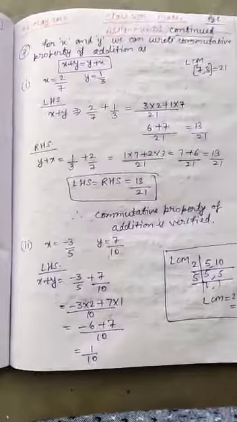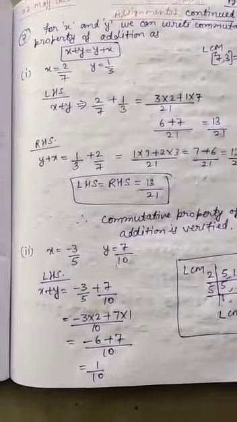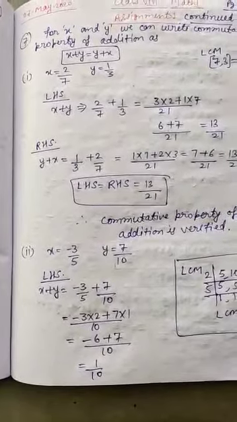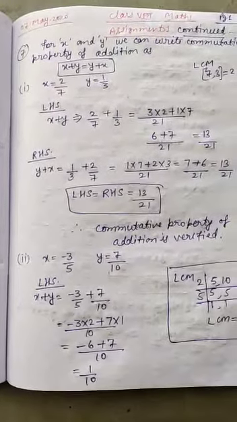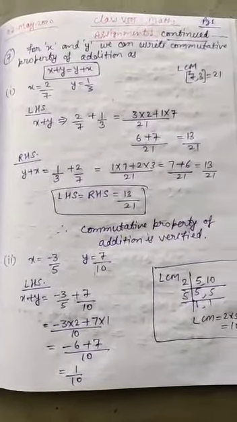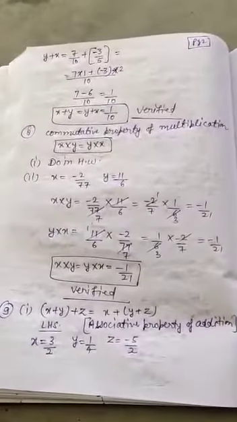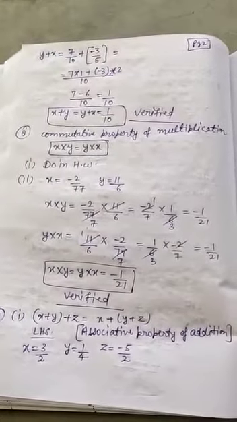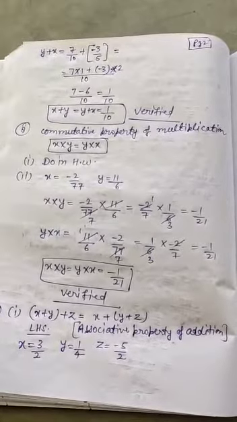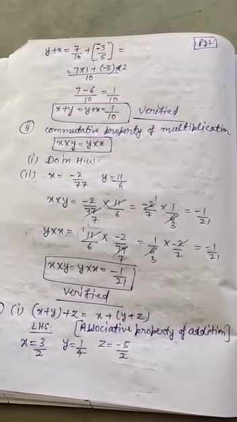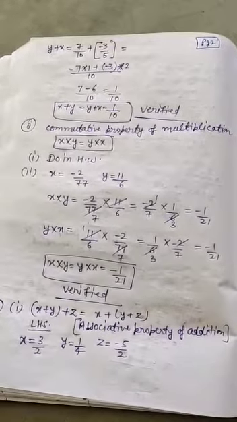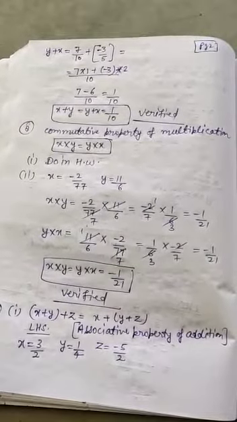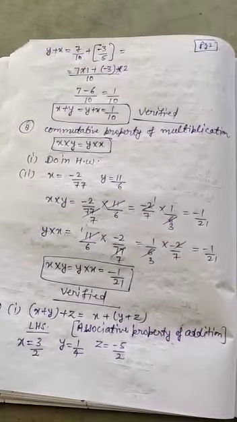In the next question, you will see the value of x is minus 3 upon 5 and value of y is 7 upon 10. Again we will solve in the same manner, and finally we will get 1 upon 10 for left hand side. And on solving the right hand side, 7 upon 10 plus minus 3 upon 5, we are also getting 1 upon 10. You can see here also x plus y equals to y plus x equals to 1 upon 10. Therefore, we can say commutative property of addition is satisfied.